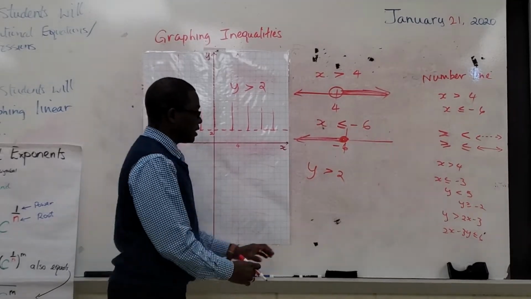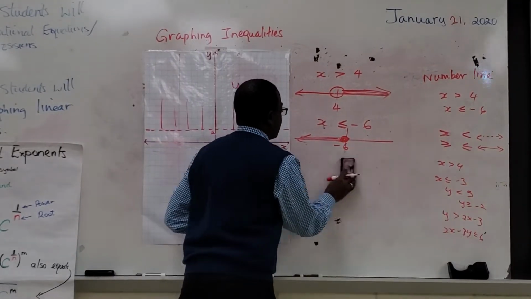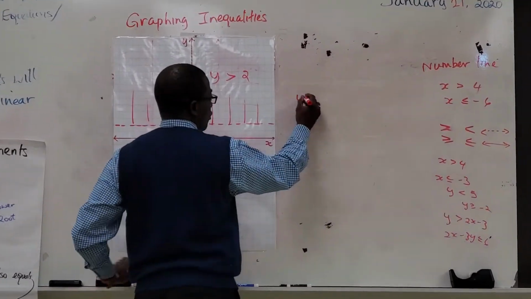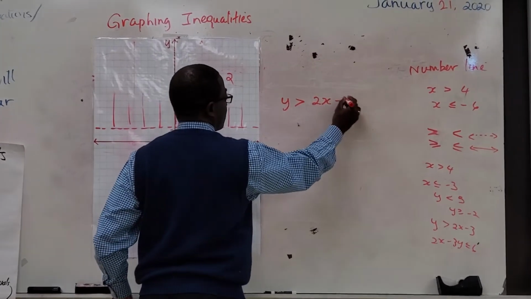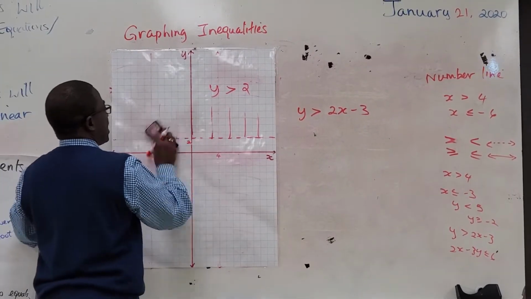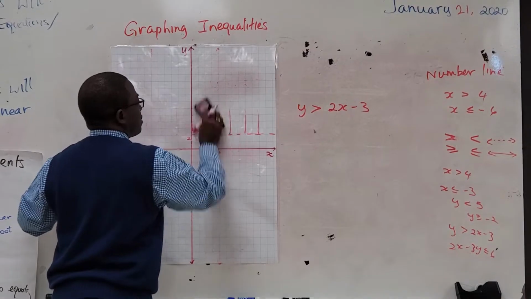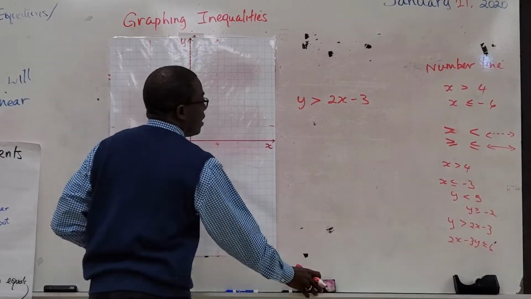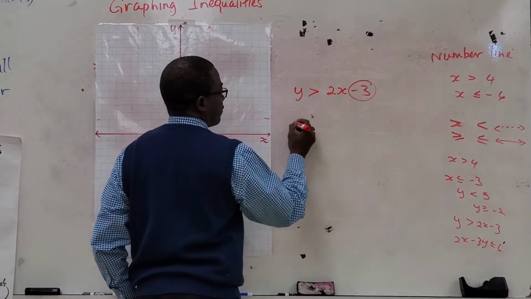What if your equation is in slope-intercept form? For example, I give you y is greater than 2x minus 3. How would we graph that? It's going to be the same thing as graphing a regular equation. y is greater than 2x minus 3. I know my y-intercept is -3.